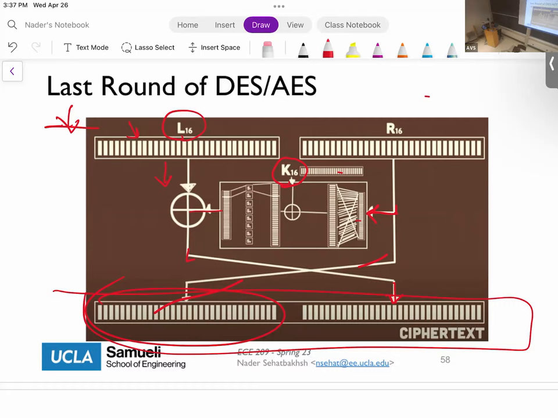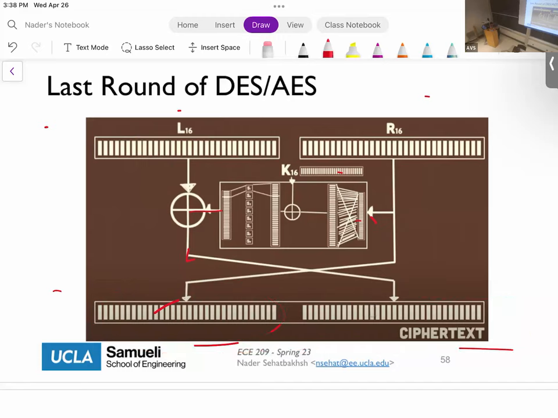So why am I telling you this? Let's actually do the differential power analysis on this. I'm going to use a very clever trick, okay? I don't like the eraser. Let's focus on this last bit of L16, and then I'm going to do a divide and conquer. I want to know what this last bit is. And if I can predict this key, I can break this algorithm, okay?